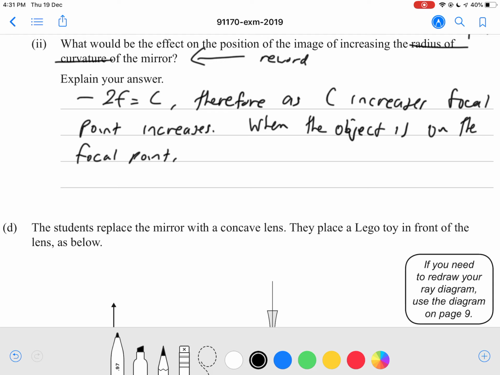you can say neither real rays nor virtual rays meet. You can say hence no image.